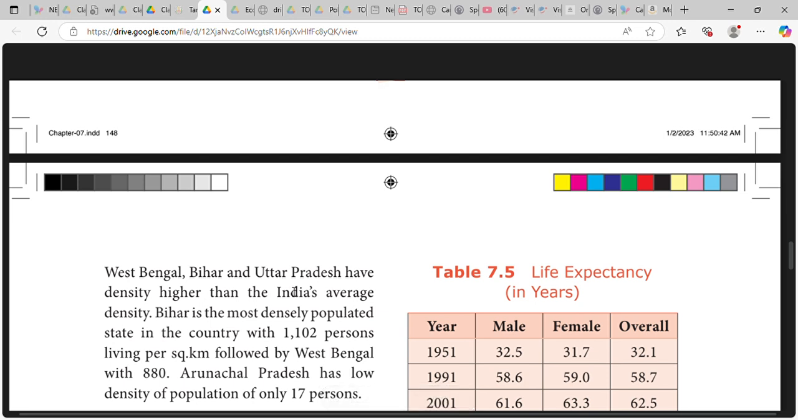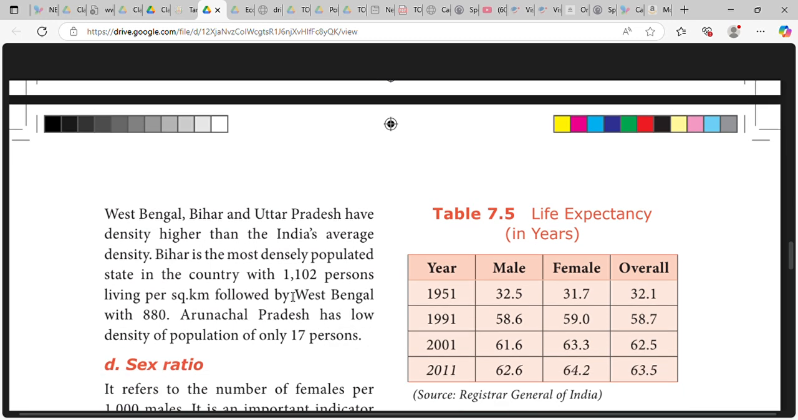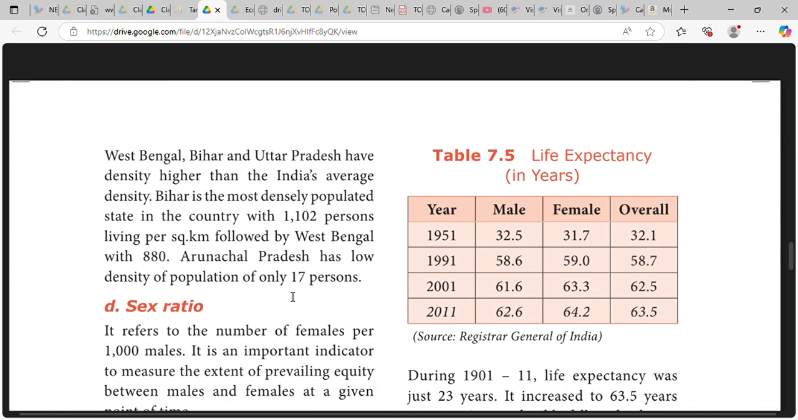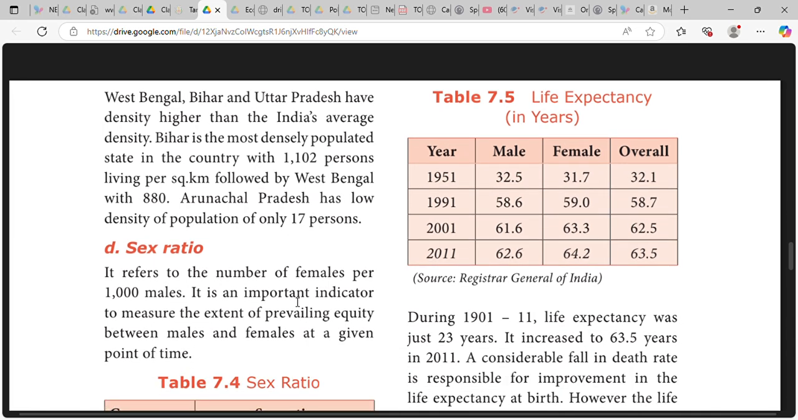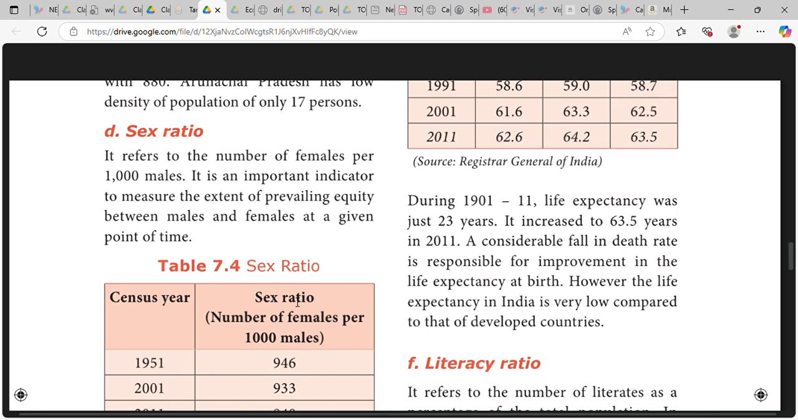Kerala, West Bengal, Bihar, and Uttar Pradesh have higher density than India's average density. Bihar is the most densely populated state in the country with 1,102 persons living per square kilometer, followed by West Bengal with 880. Arunachal Pradesh has a low density of population of only 17 persons.